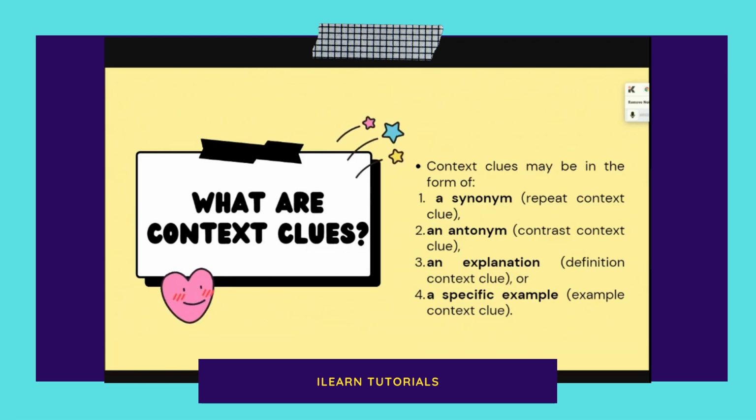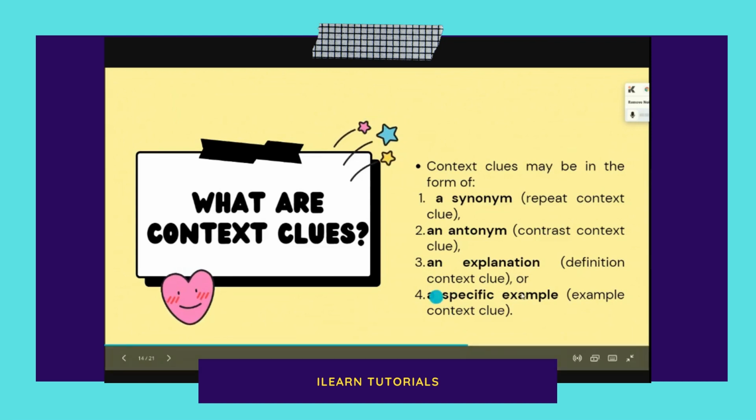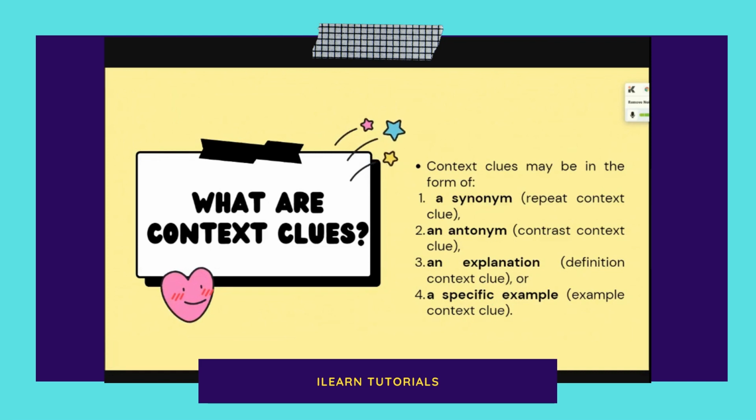Third is an explanation, which is a definition context clue, wherein the writer gives or states the meaning of the unusual or unfamiliar word in the sentence. And lastly, a specific example, which is an example context clue, wherein the writer uses examples to help the reader understand the unfamiliar word.